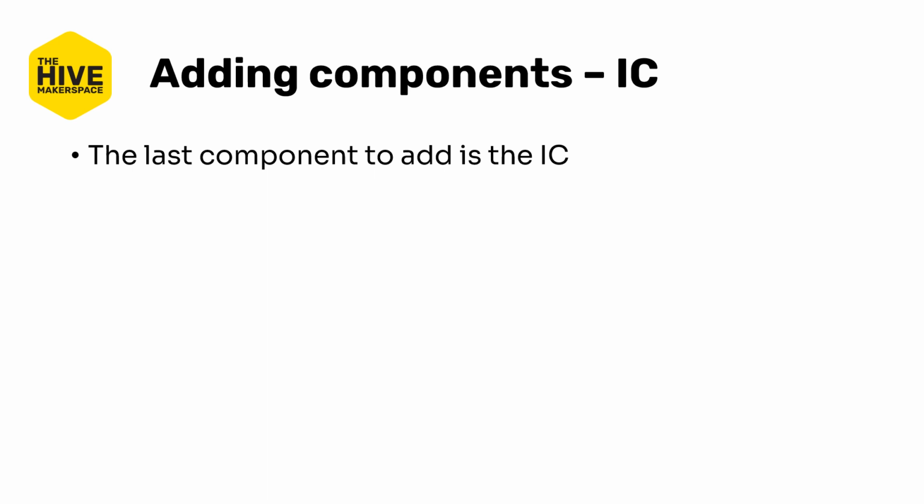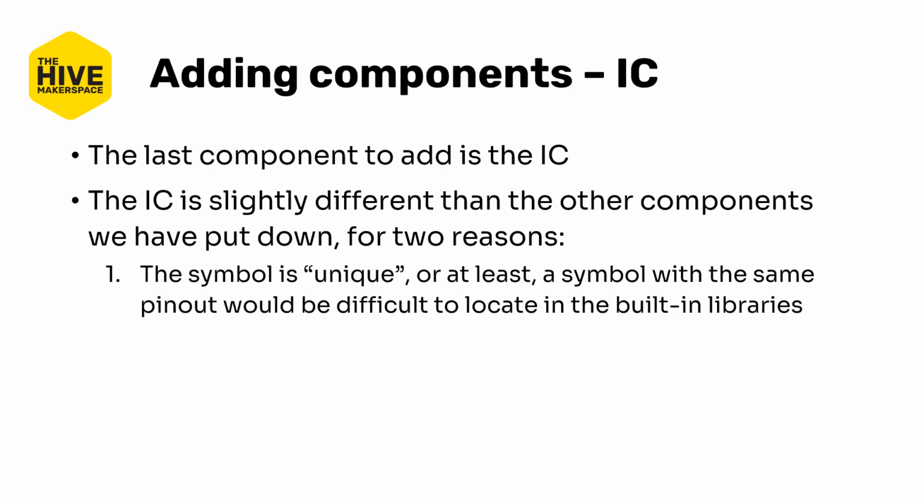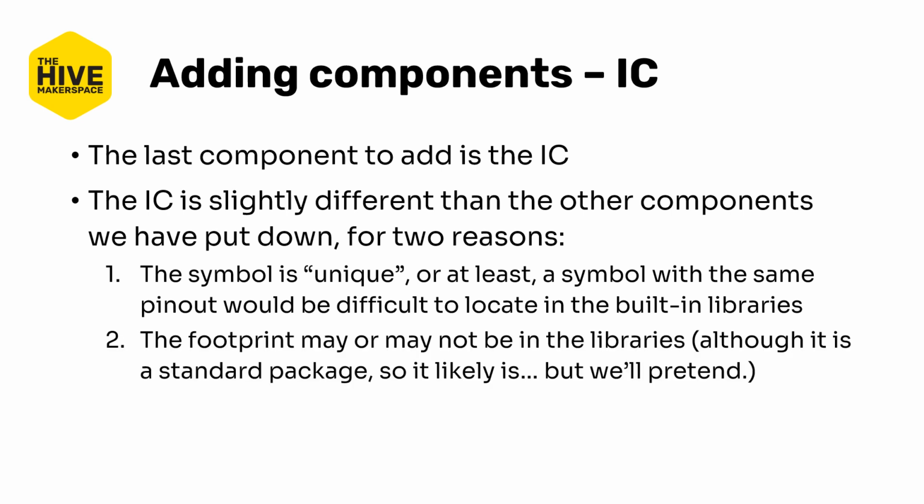So as I mentioned, adding the IC is the last step. It's different than the previous symbols for two primary reasons. First, the symbol itself is unique, or if it's not really unique, it's more that locating a symbol with an IC with the same set of pins and pin names that's already in KiCAD will likely be as much work as making a new symbol. So that makes it approximately unique. And second, the footprint may or may not be in KiCAD either. It's a standard package, so it might be, but we'd have to see later. So that's going to be a little bit different as well.